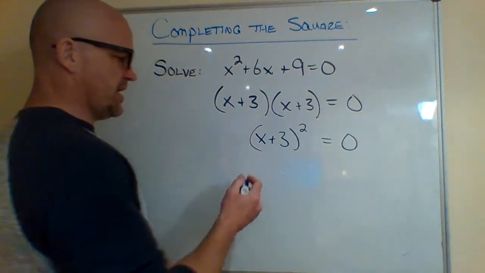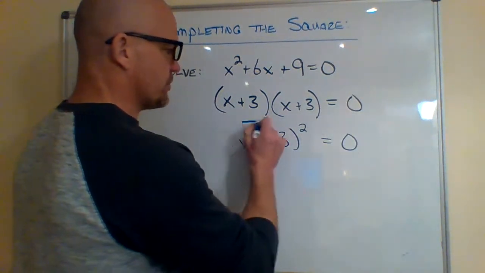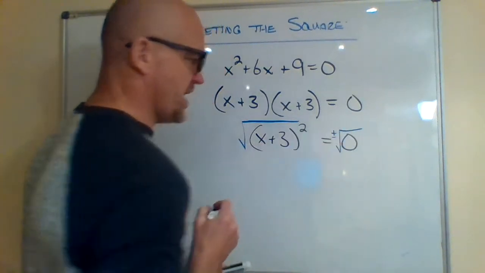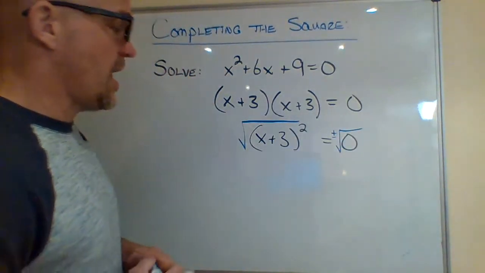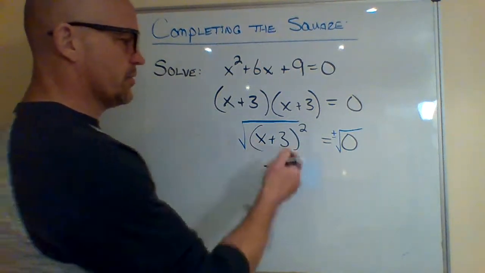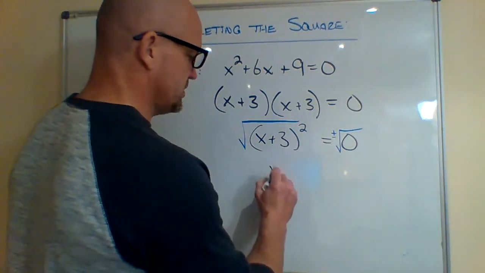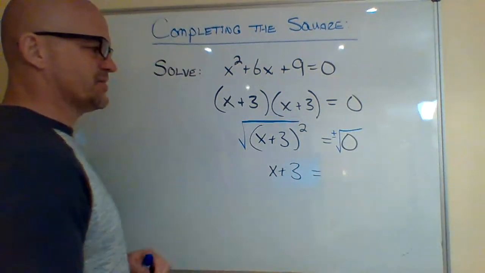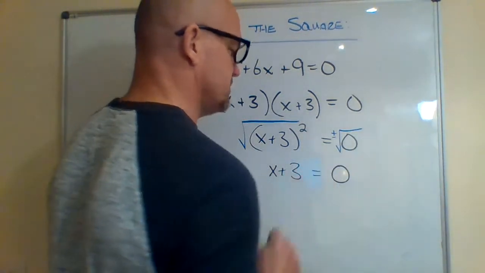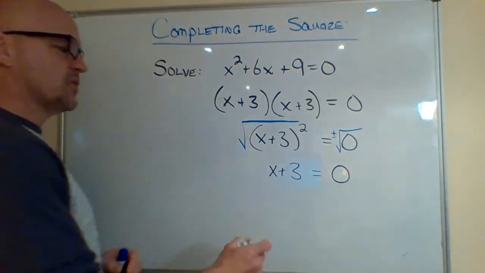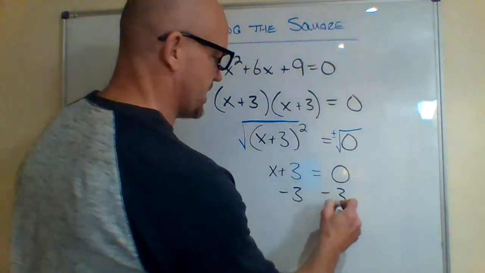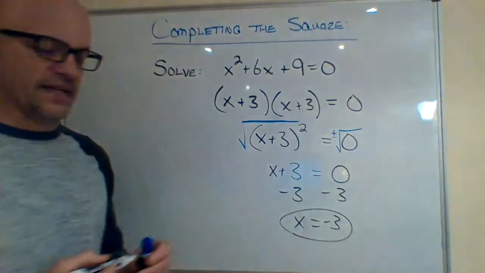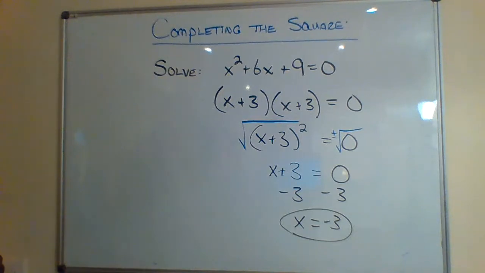We can solve this by saying, if I take the square root of both sides, don't forget we should put a positive or negative in there when we root. Square root of x plus 3 squared is x plus 3. The square root of 0 is 0, and positive or negative 0 is not a thing, so it's just 0. Then we can solve from there. Subtract 3, x equals -3. So we wind up with the exact same solution, just a different way to do it.